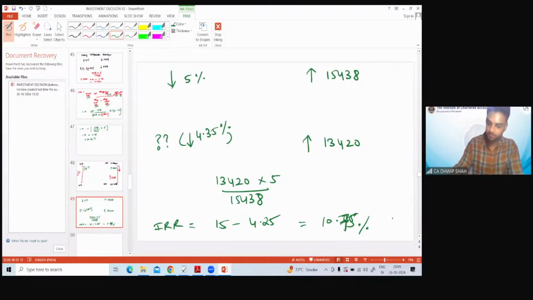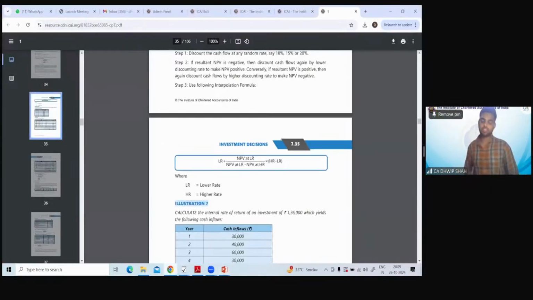Understood, everyone? The logic is interpolation, but from that interpolation, we devised a formula so that our calculation becomes very quick and easy. So this is all about the IRR technique. So again, just to quickly recap IRR.